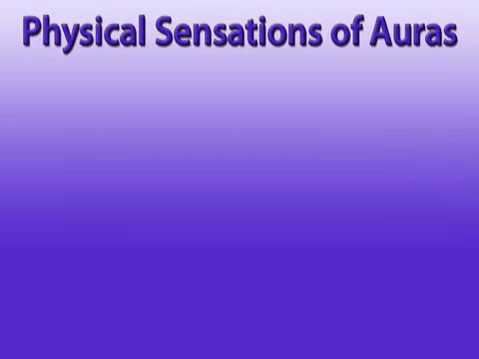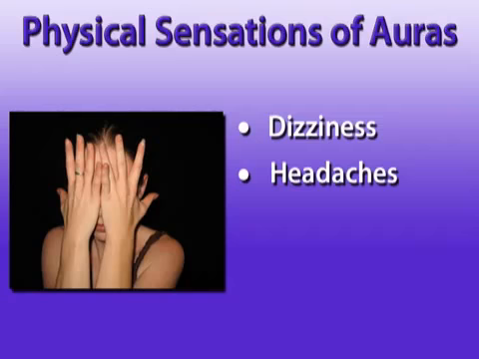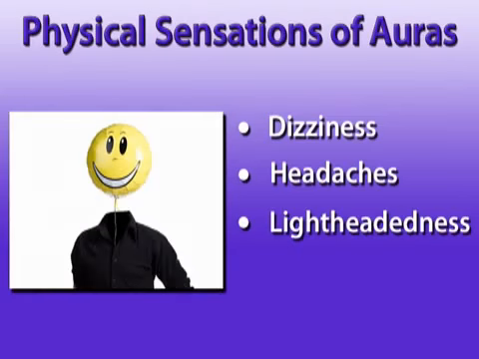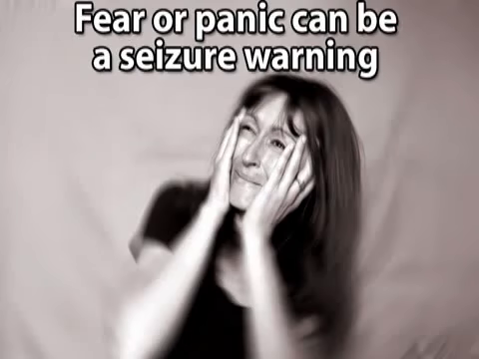Physical sensations that can occur as auras include dizziness, headache, lightheadedness, and numbness. An upset stomach is a particularly common physical symptom. Auras can include a sense of tingling, rising up the body, or other strange feelings that are difficult to describe. Distorted emotions like fear or panic can also be a seizure warning. However, some complex partial seizures occur without any remembered warning.